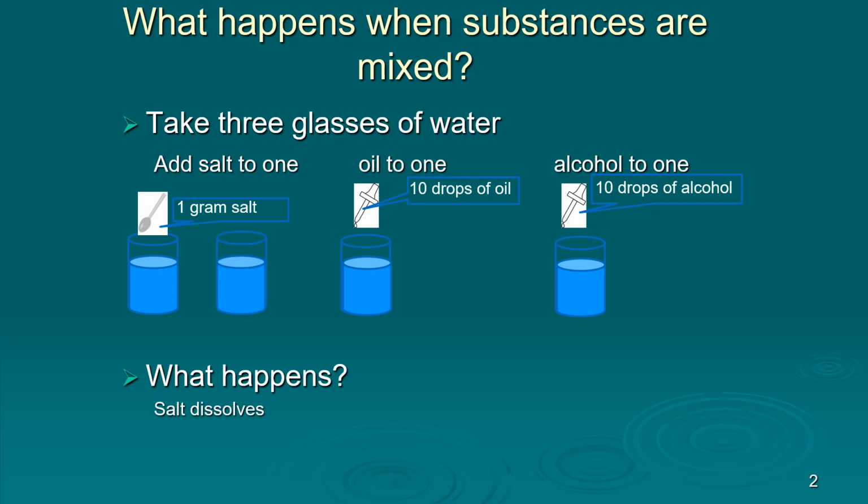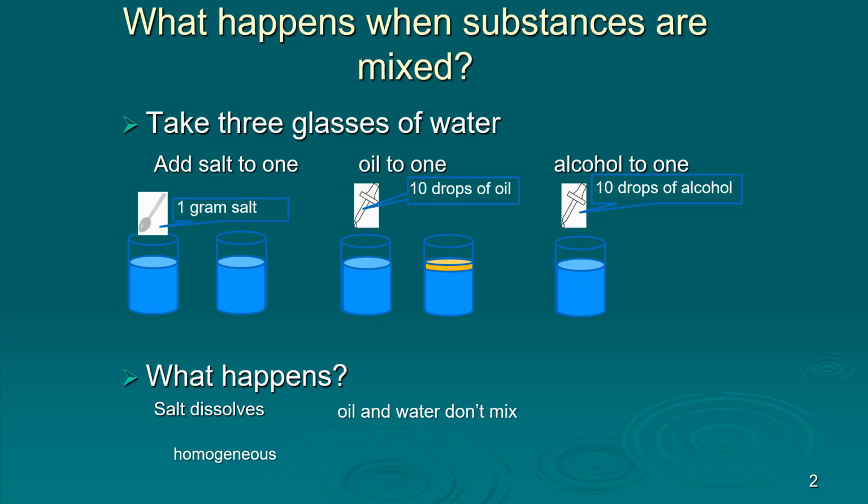the salt will dissolve. So you stir it up and the salt eventually goes away. You can't see the solid anymore. It's totally mixed with the water, so it dissolves. So that's a homogeneous solution.